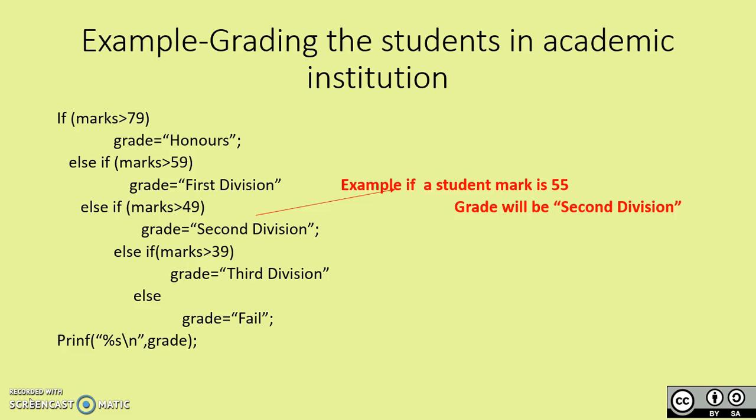Let me take an example. If a student secures average marks as 55, the first if condition will be checked. Is 55 greater than 79? No. So this statement will not be executed. Next it will come to the else if part. Is 55 greater than 59? No. Again this will not be executed. Next it comes to the else if part. Is 55 greater than 49? True. So here it will print grade equal to second division. It will consider grade as second division. So it will exit from here and print second division.